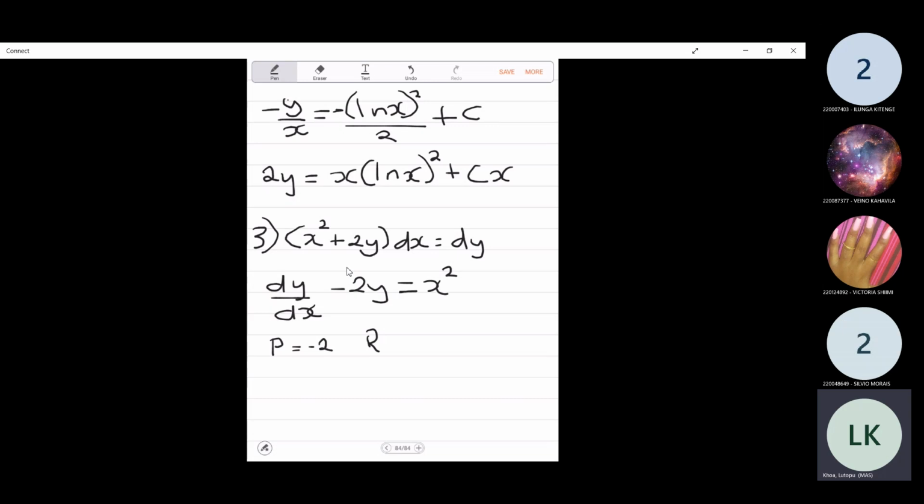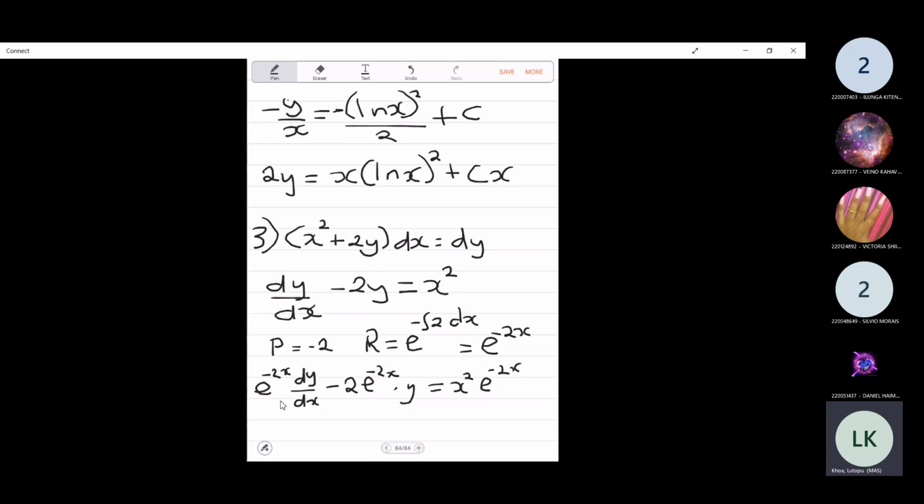And our integration factor r is e to the power of negative 2 dx. So we integrate negative 2 dx. This gives us e to the power of negative 2x. And then we are going to multiply this with our differential equation. So we have e to the power of minus 2x dy dx minus 2e to the power of minus 2x times y, and this is equal to x squared e to the power of minus 2x.